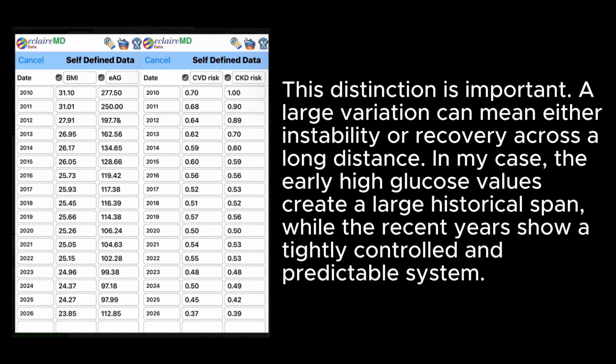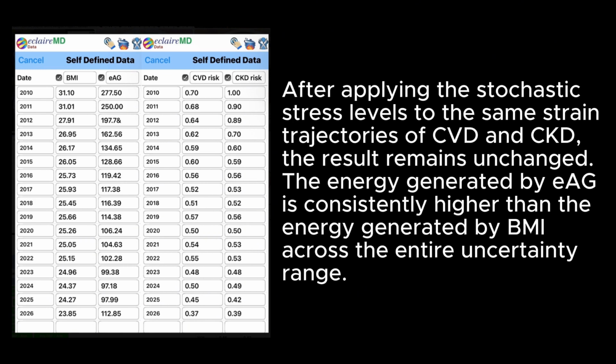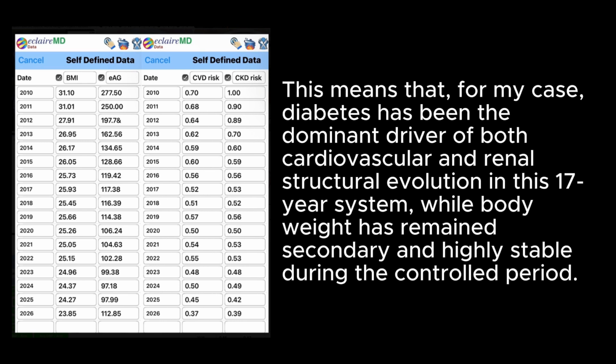This distinction is important. A large variation can mean either instability or recovery across a long distance. In my case, the early high glucose values create a large historical span, while the recent years show a tightly controlled and predictable system. After applying the stochastic stress levels to the same strain trajectories of CVD and CKD, the result remains unchanged. The energy generated by EC is consistently higher than the energy generated by BMI across the entire uncertainty range. This means that, for my case, diabetes has been the dominant driver of both cardiovascular and renal structural evolution in this 17-year system, while body weight has remained secondary and highly stable during the control period.